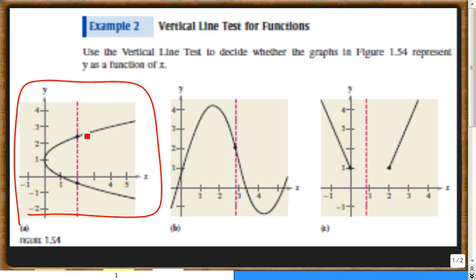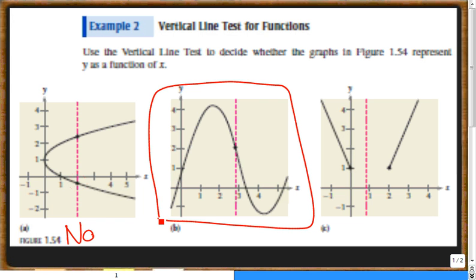You can see that we can draw a vertical line that touches two places on our graph. So this is not a function. It's not going to work because I can get two different outputs for the same input, which is not what I want.